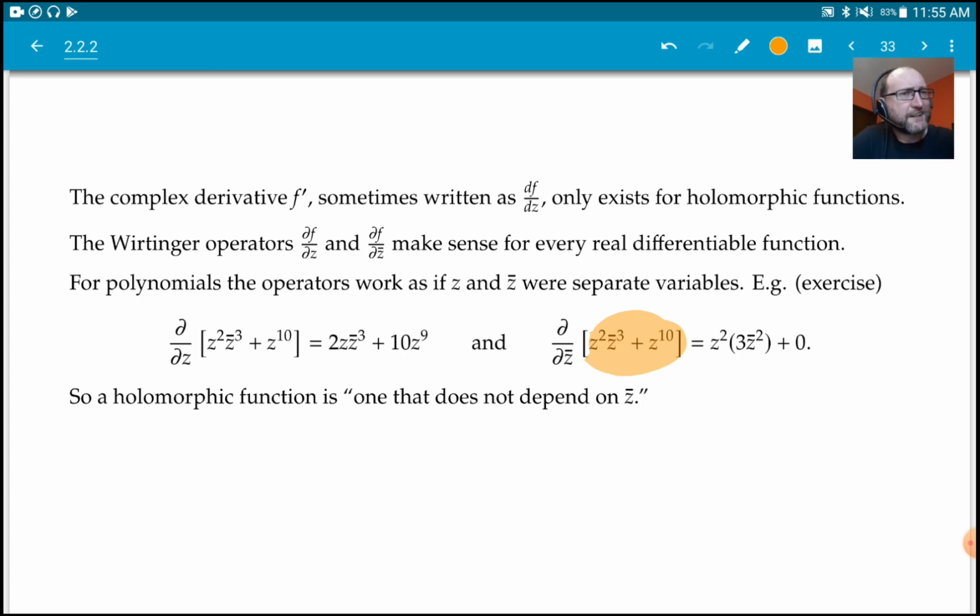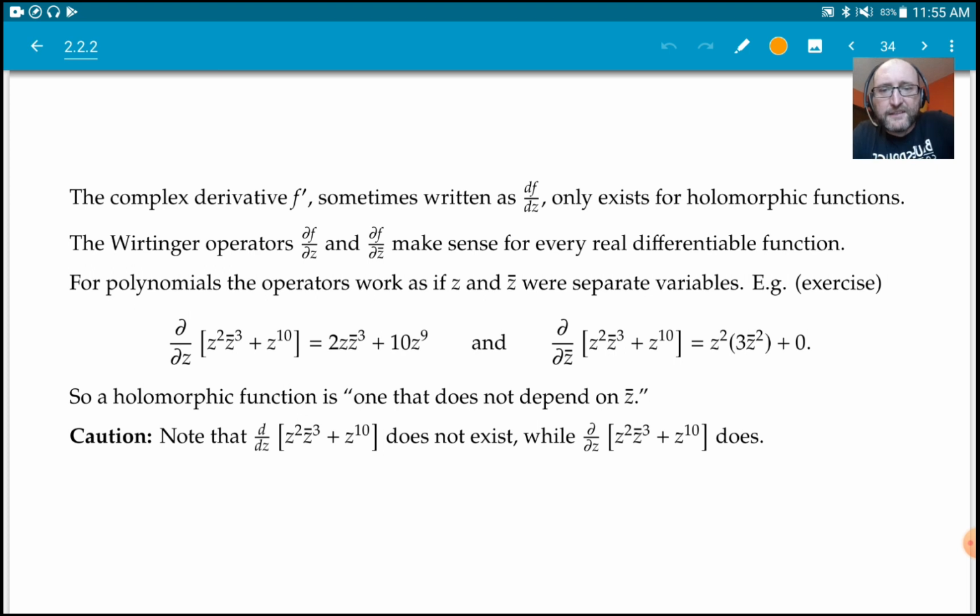So you can actually check that a polynomial is holomorphic algebraically, by writing it in terms of z and z bar, expanding everything, and showing that all the z bars actually cancel out. Again, a caution: for this polynomial, d/dz does not exist, right? It doesn't make sense to compute this. The complex derivative does not exist, right?